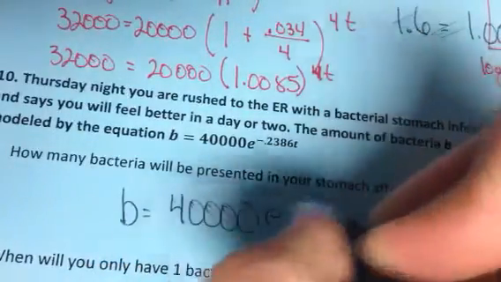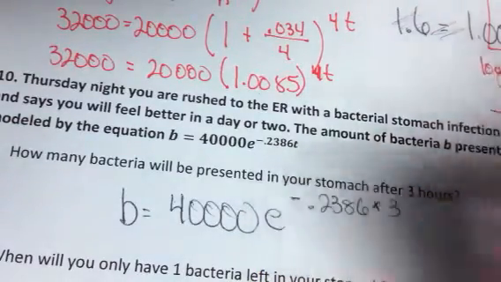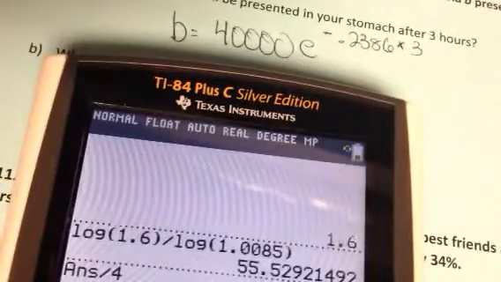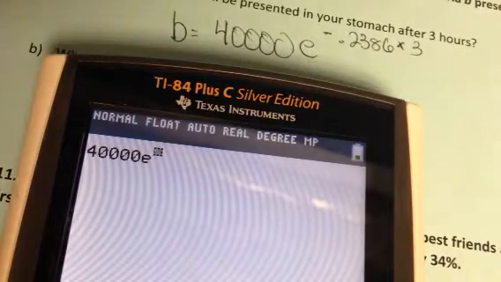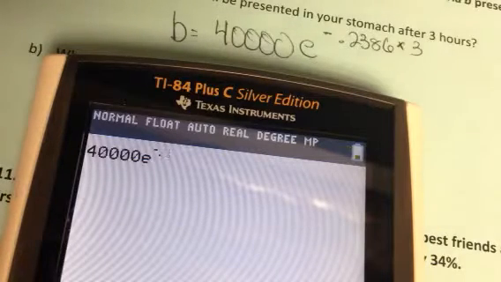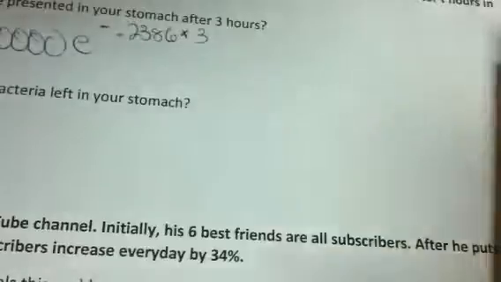And then you can actually just go to your calculator and type in 40,000 e to the negative, and then just take this times 3. So on your calculator, that would look like 40,000. Do the second ln button, and then it just builds an exponent for everyone. You can put negative 0.2386 times 4. And that's how much bacteria is left after 3 hours. It should be going down. So you get 15,401.724 bacteria.